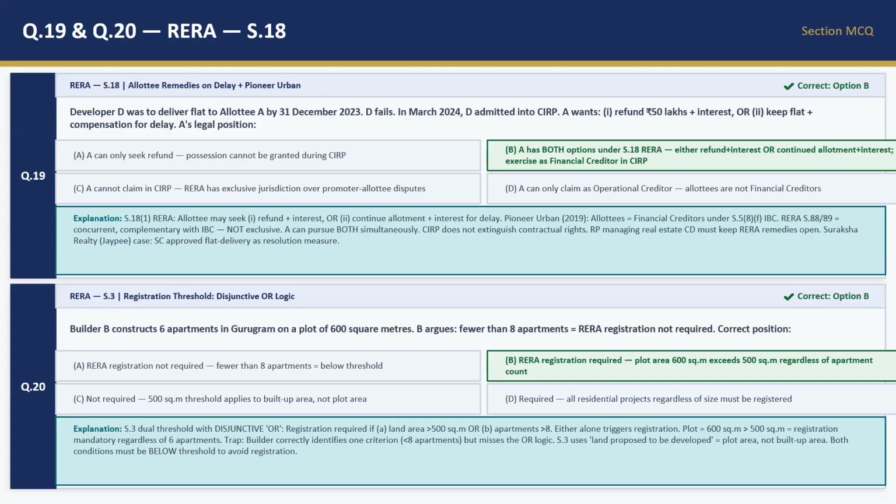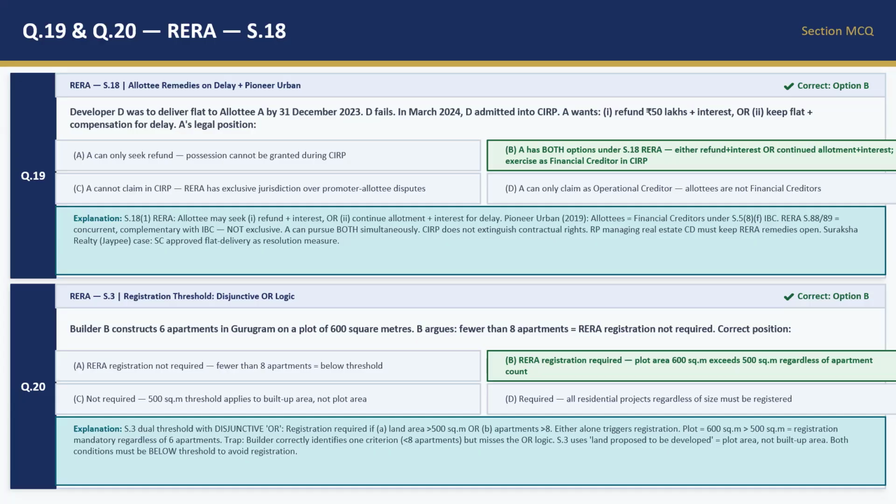RERA Section 18, allottee remedies on delay. Developer D was to deliver flat to allottee A by 31st December 2023. But D, the developer, fails. In March 2024, D was admitted into CIRP. Now this A, who is the allottee, wants a refund of 50 lakhs plus interest, or he wants to keep the flat plus compensation for delay. So these are the two options available. What is his legal position?